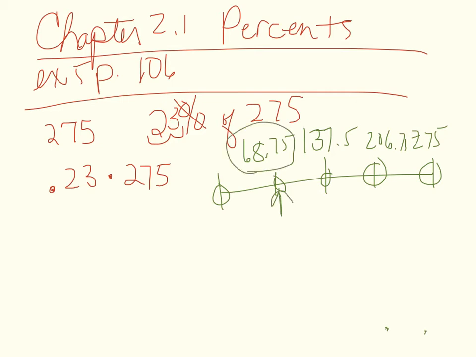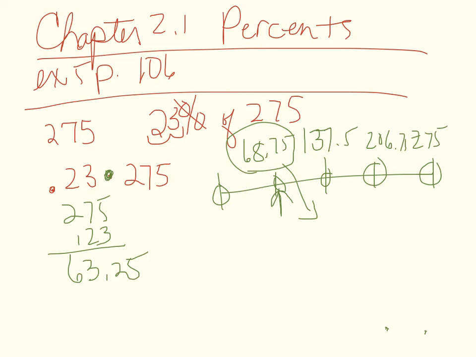So it's going to be less than 68.75, but just a little bit less. If we multiply 275 times 0.23, or 2300s, and multiply that out, you're going to get 63.25. Indeed, it's a reasonable answer because a quarter of it, or 25%, would be 68.75, and it's really close.